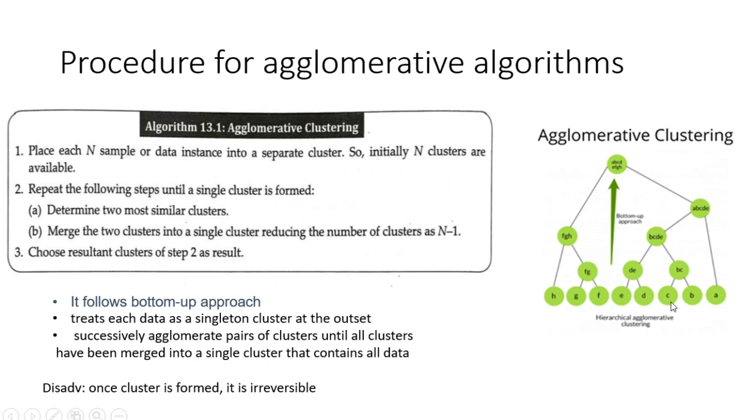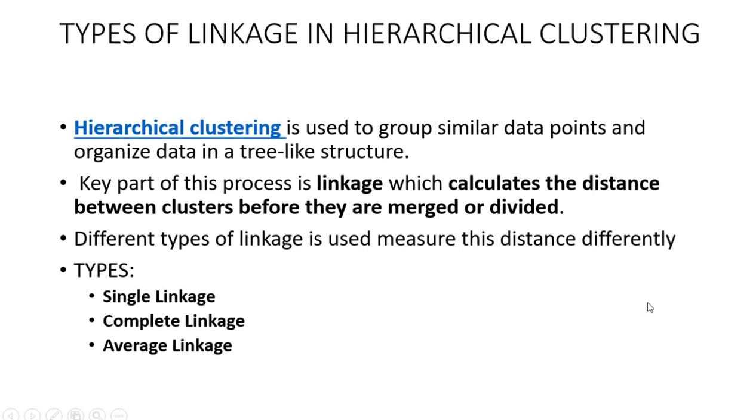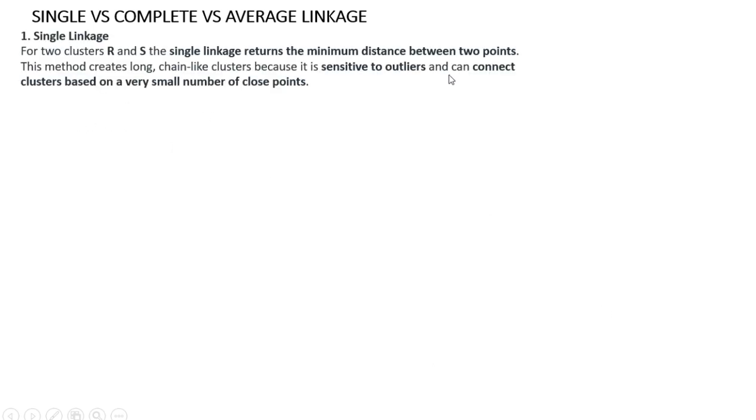Now how did I say that I'm going to link B and C? How did I say that I'm going to link D and E, right? So the different types of linkages, now that is based upon the distance. Like there's single linkage, complete linkage, and average linkage. So let's see the difference between all the three.